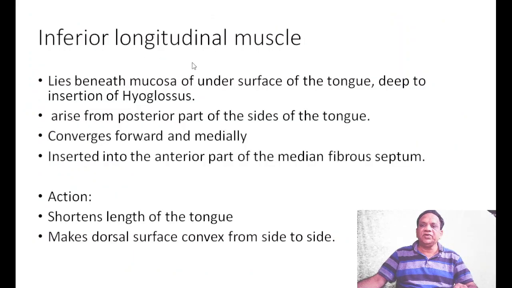Coming to the inferior longitudinal muscle, this is a little bit opposite to the superior longitudinal muscle, because it lies beneath the mucosa of the undersurface of the tongue, deep to the insertion of the hyoglossus. Just now we mentioned that the hyoglossus inserts on one side of this inferior longitudinal muscle. It arises from the posterior part of the sides of the tongue, converges forward and attaches to the median fibrous septum in the anterior part. Again, it shortens the length of the tongue and makes the dorsal surface convex from side to side. These are the functions of this muscle.